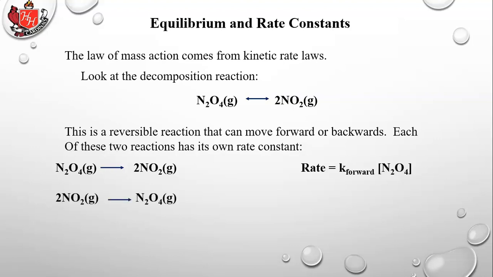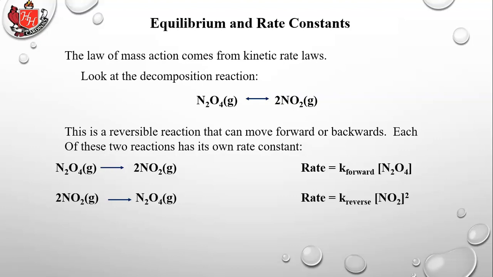Now we're going to do the reverse reaction. We just flip the reaction around. Notice again it's a one-way arrow. So it has a different rate constant. So the rate of that equals the K reverse. That's the rate constant in the reverse direction, going from right back to left. And in that case, the reactant is the 2NO2 going in that direction, which means in the rate law, you write it as NO2 to the second power. So those are the two rate laws.